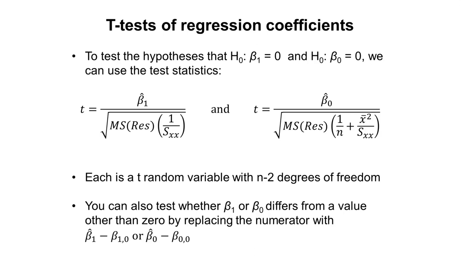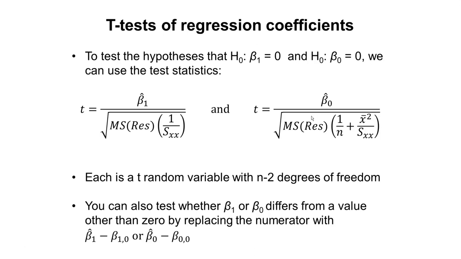So we can also do t-tests for the regression coefficients. And so these will test the hypothesis that the beta 1 value is 0. And then we could use these test statistics, depending on if we were looking at the slope, beta 1 hat, or we were looking at the intercept, beta 0 hat. And because this is a t-test, we could use the t distribution and the t table to look at where these values fall. Each is a t random variable with n minus 2 degrees of freedom.